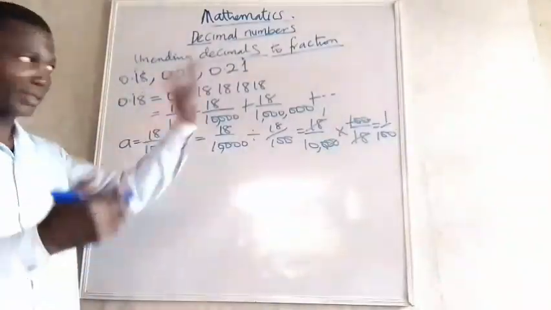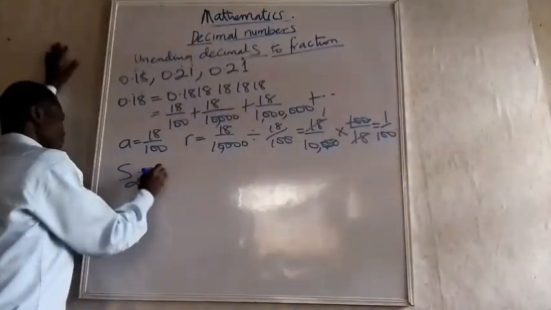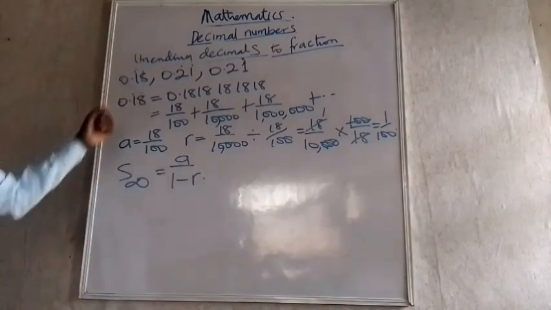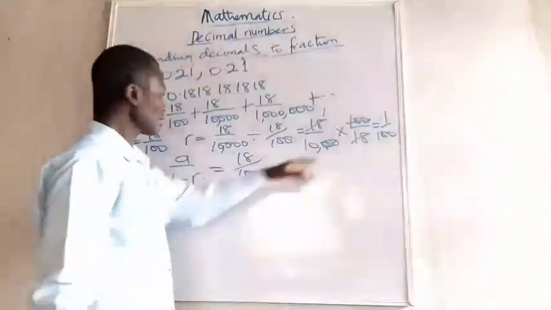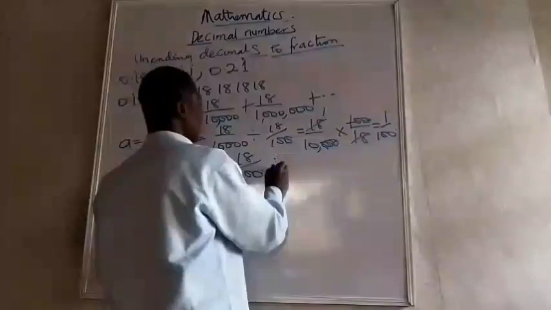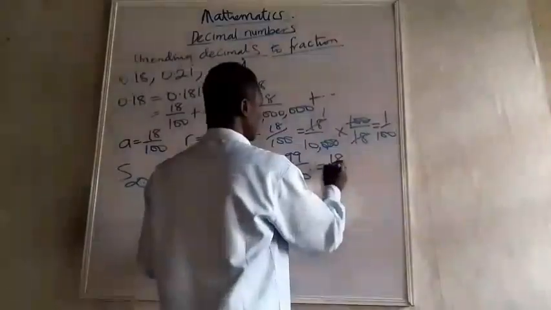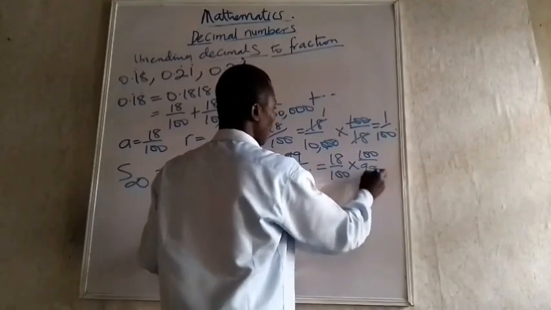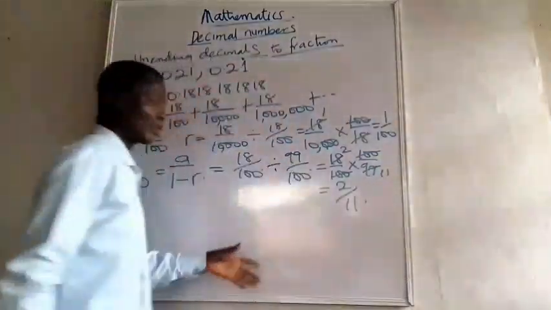And you know the sum to infinity, because if you look at it, it's to infinity. For geometric series, A over 1 minus R. What is our A here? 18 over 100. What is our R? 1 over 100. 1 minus R, that is 99 over 100. So it's going to be 18 over 100 times 100 over 99. So 2 over 11. So this is another way you can look at it.